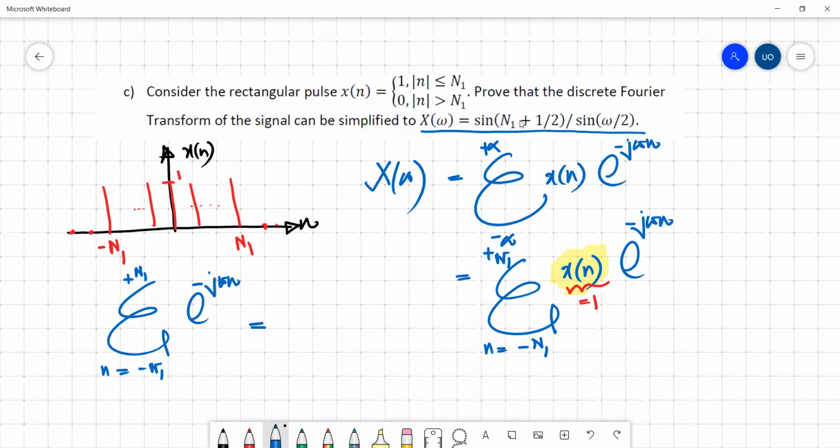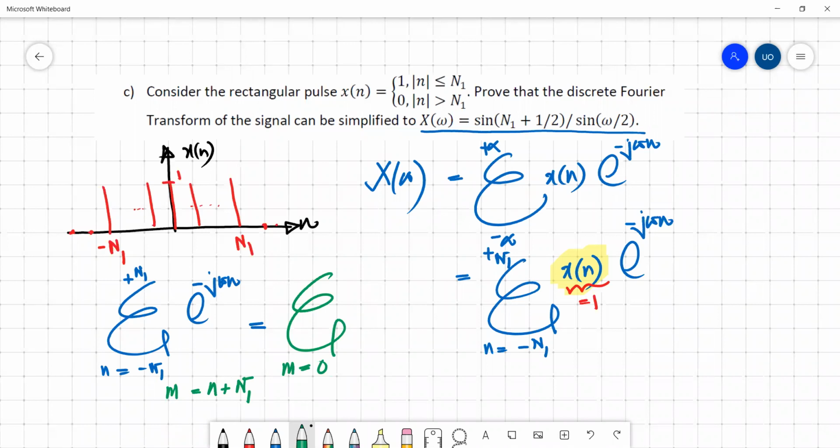So if you make this double-sided sequence into a single-sided sequence, it's easy to manipulate. How do you make it a single-sided sequence? We will bring in a new variable m, where m is actually n plus N1. Then the sum would be over m. When n is minus N1, m goes from 0. So we need to make it a single-sided sequence starting from 0.